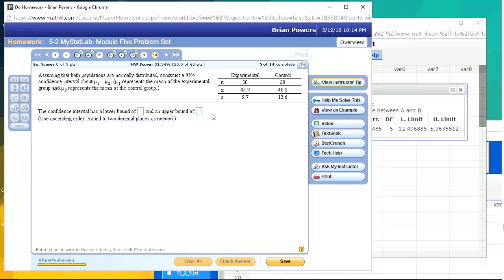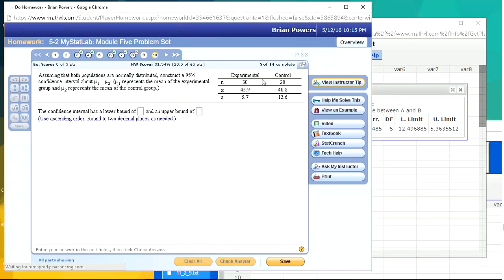Okay, this is good. This is different. Now, we've got: assuming both populations are normally distributed, construct a 95% confidence interval about mu1 minus mu2. The mean of the experimental group is mu1. All right, so this is a very bare bones kind of problem. You don't have a story or any context. All you've got is the data, and we're doing a confidence interval for the difference in the population means.